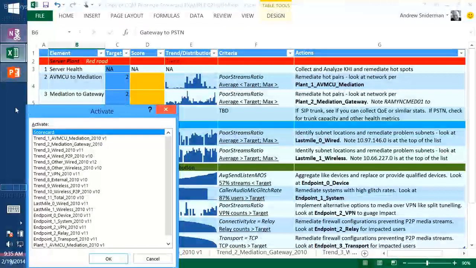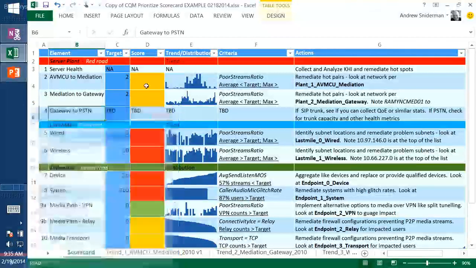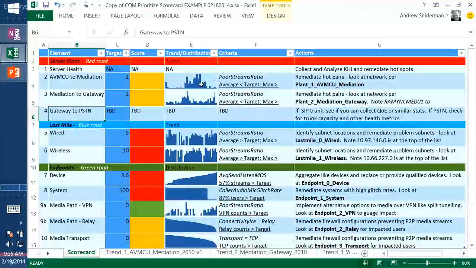So why am I yellow here from AVMCU to mediation? Because the average of the poor streams is less than my target. It's actually less than 2%, but I am maxing in certain areas. There are certain streams that are going over, so that's why it's yellow. And that little snapshot of the trend shows you that I do have some peaks that are worrisome. And then if I look at wired, why are those red? Well, they're consistently over my 5% target.